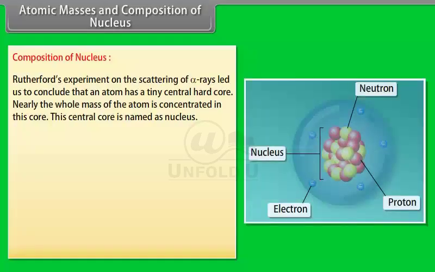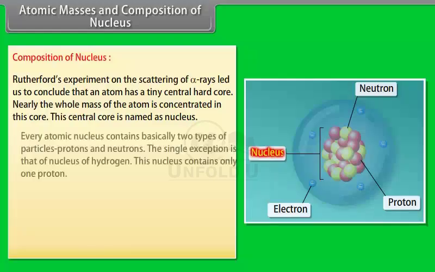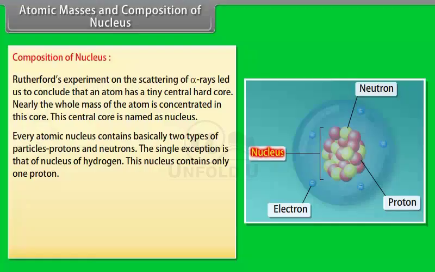Composition of nucleus. Rutherford's experiment on the scattering of alpha rays led us to conclude that an atom has a tiny central hard core. Nearly the whole mass of the atom is concentrated in this core. This central core is named the nucleus. Every atomic nucleus contains basically two types of particles, protons and neutrons. The single exception is the nucleus of hydrogen. This nucleus contains only one proton.